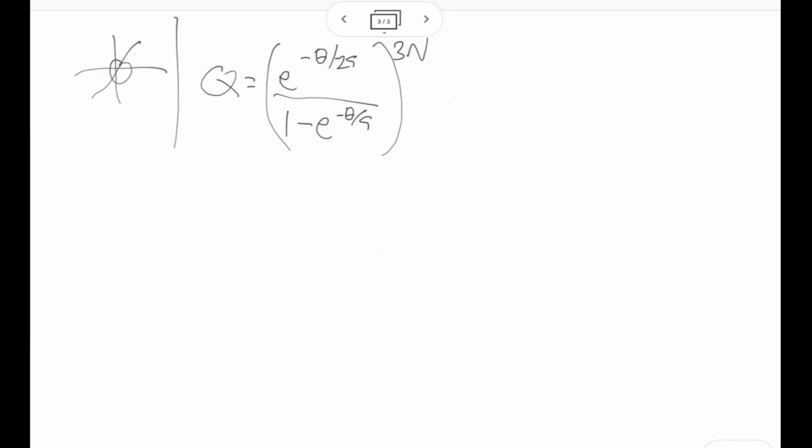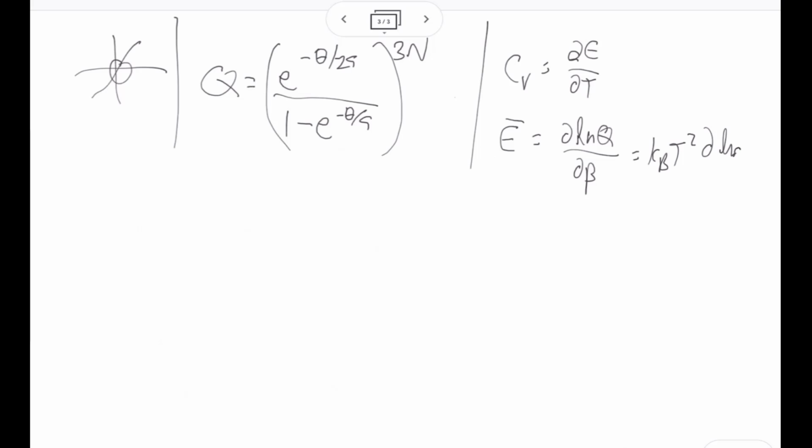Remember, we're trying to solve for the heat capacity of a solid, and the heat capacity is equal to partial E partial T, where E is the average energy of the system, which is equal to partial log Q partial beta. This equals kBT squared partial log Q partial T. If you don't remember how to do this, this was in a previous lecture, so you can go look that up. Okay, we're going to start with this as the partition function, and then take the temperature derivative of that.